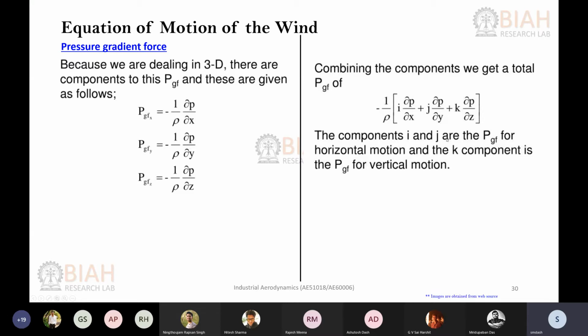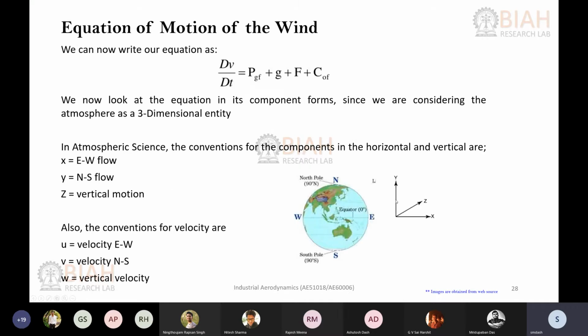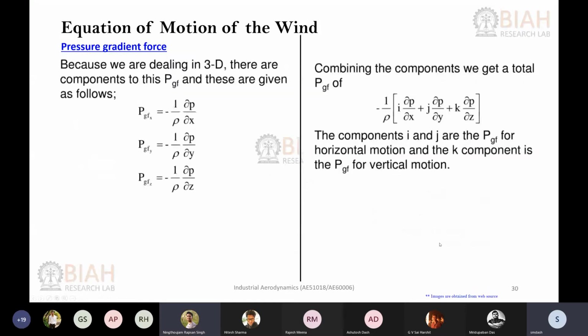I have written it here. In the xy plane, which we are calling the horizontal plane, the components will be del p by del x and del p by del y. So this is your xy plane, east-west and north-south. And del p by del z will be your k component, or the vertical motion of the air molecule. I think this coordinate system is clear to you, right? This is the coordinate system x, y, which is considered the xy plane, and z is perpendicular to it. Here you are using a left hand system.